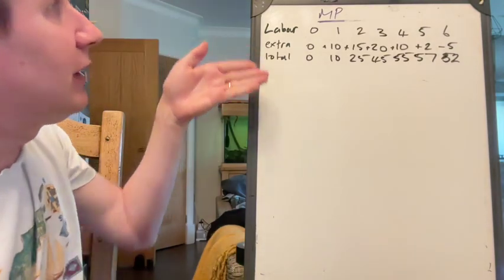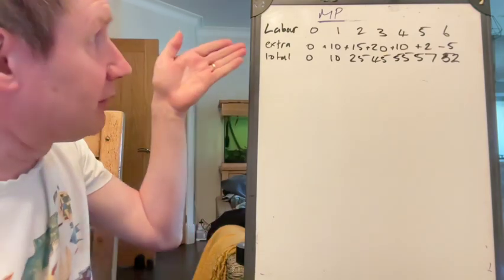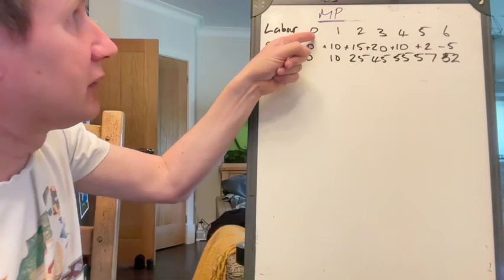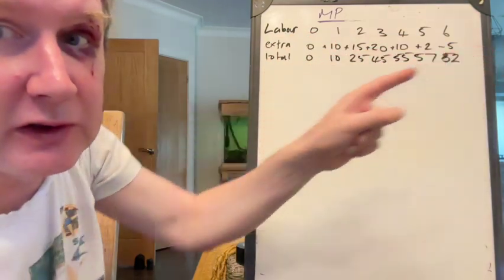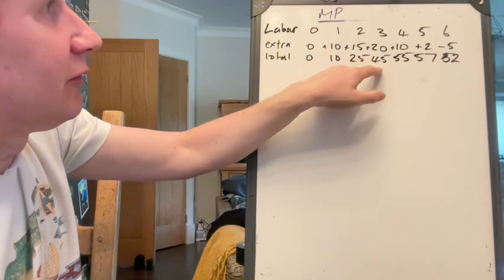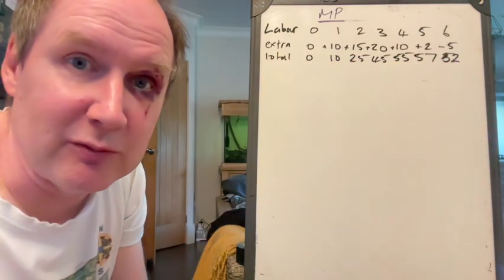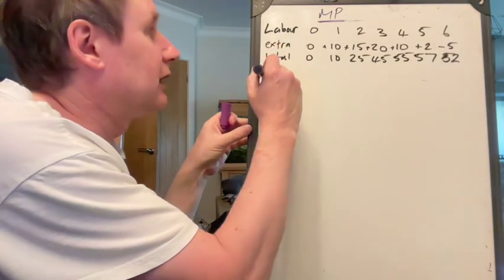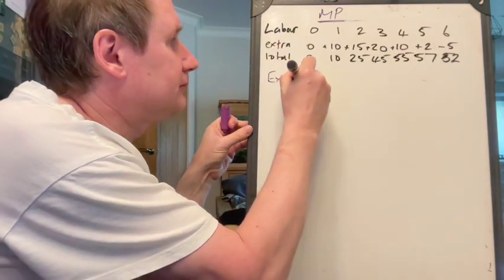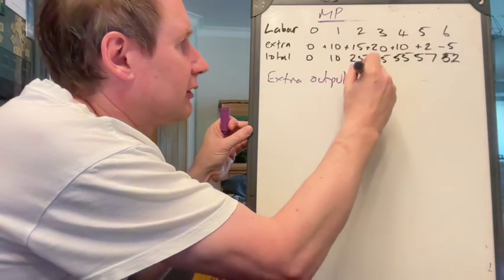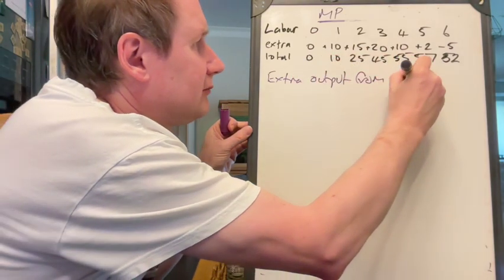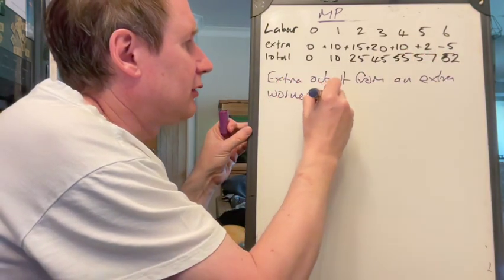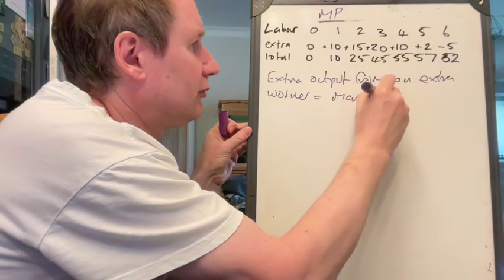So we have so far introduced two concepts. One is the extra output that a worker adds. So workers are increasing 0, 1, 2, 3, 4, 5, 6. Output is increasing 10, 25, 45, 55, 57, 52. It's just the same as we talked about in the last video. And then we've got this extra output from an extra worker, so how much do they add? We gave that a name, and the extra output from an extra worker we're calling marginal product.